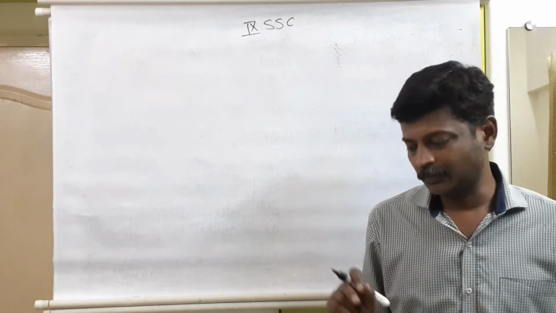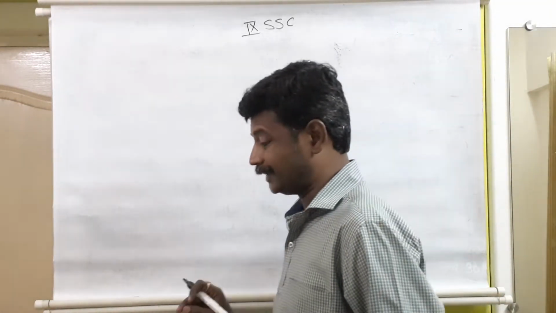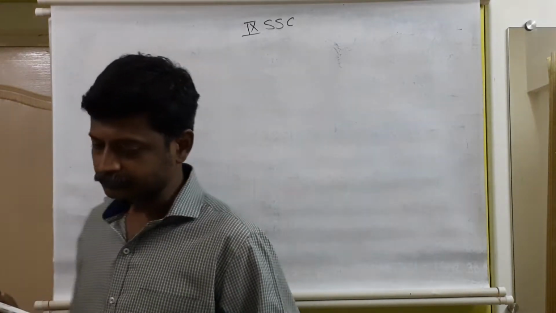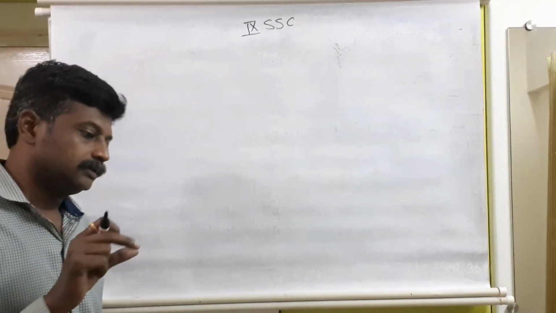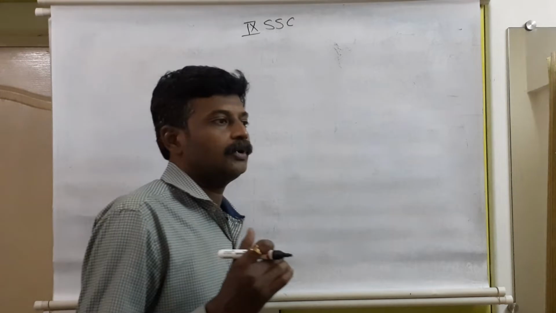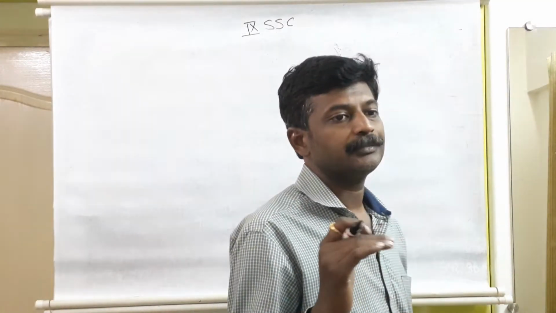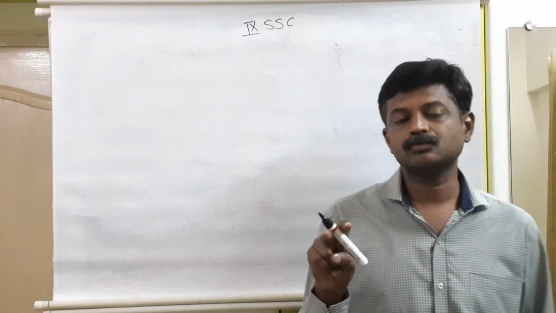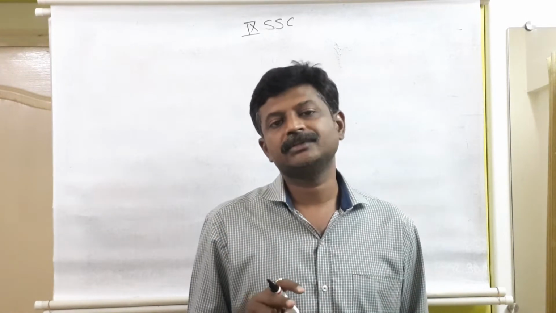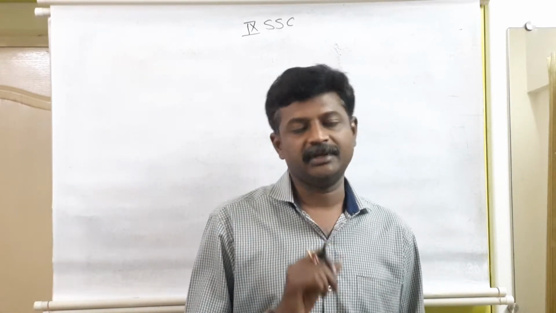Then if the number of observations n is even, the average of the n upon 2 and n plus 2 upon 2 observations, the average of these two observations, will be the median.